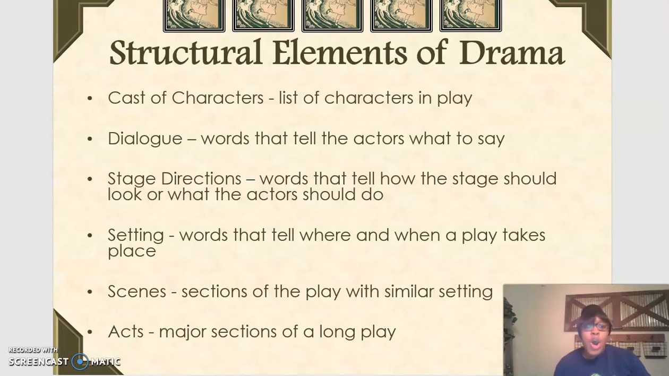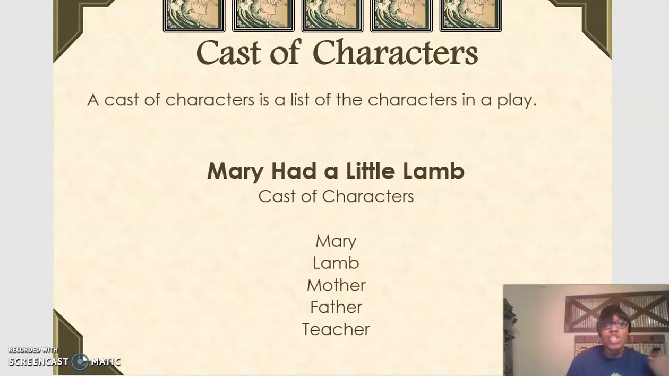Setting, of course, are words that tell where and when the story takes place. Scenes are sections of a play with similar settings, and acts are the major sections of a long play. So you look at your cast of characters. Your cast of characters is a list of characters in a play. For example, Mary Had a Little Lamb. Your characters would be Mary, the lamb, the mother, the father, and the teacher.